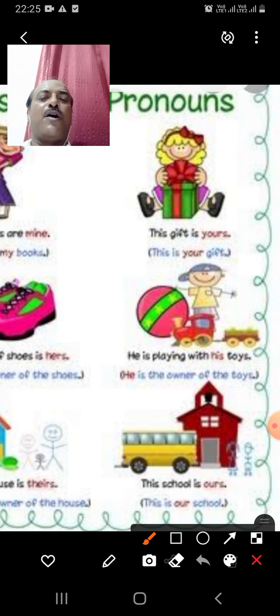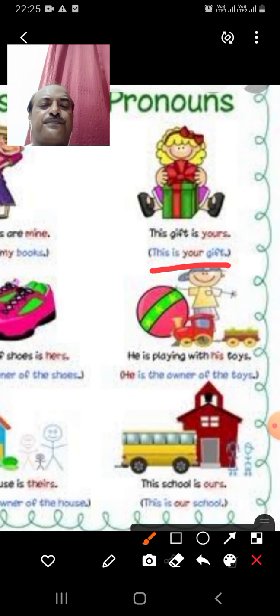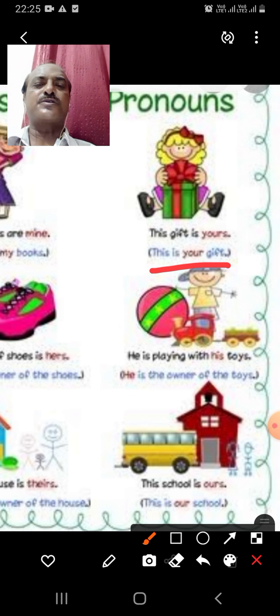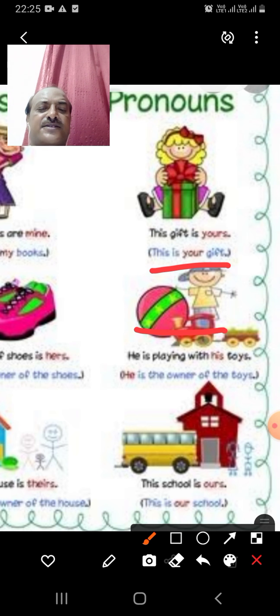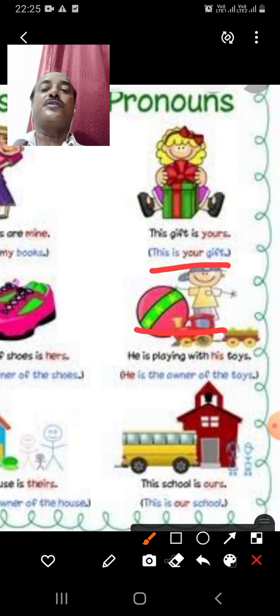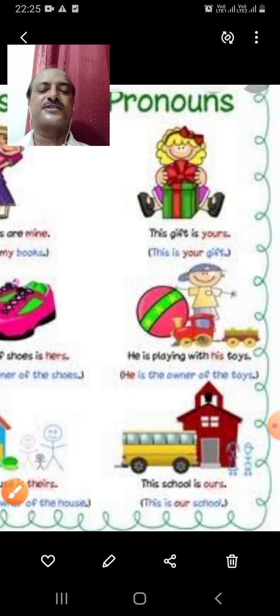This gift is yours, that is, this is your gift. He is playing with his toys, that means these toys belong to him, he is the owner of these toys. This school is ours. So, you know, this is our school, that means this school belongs to you, it is yours because you are studying in that school. So, that shows possession. So, these were the recap of the two chapters.